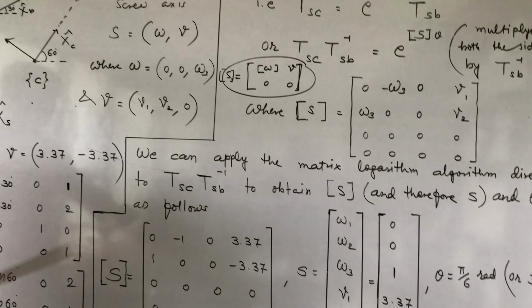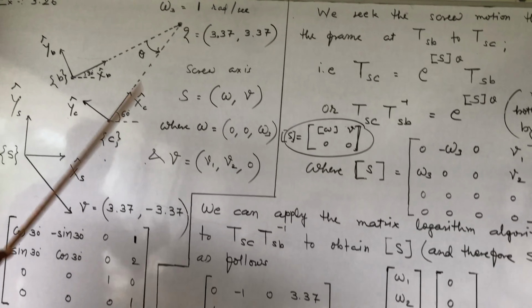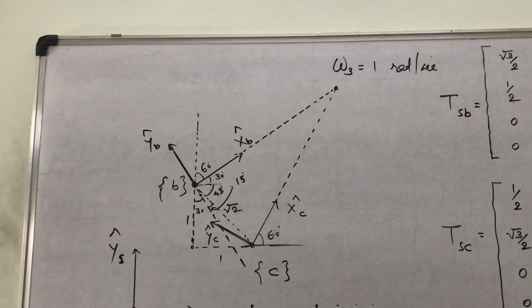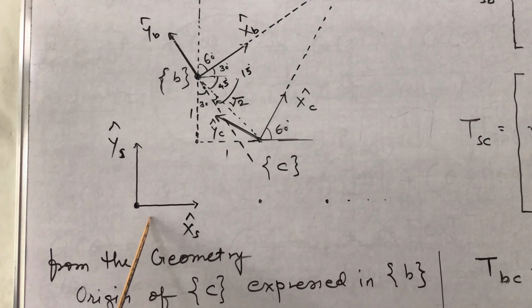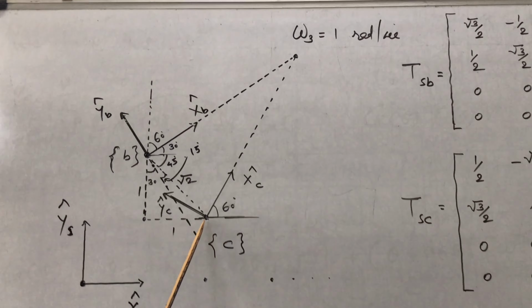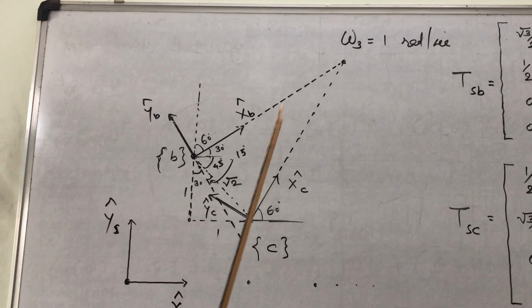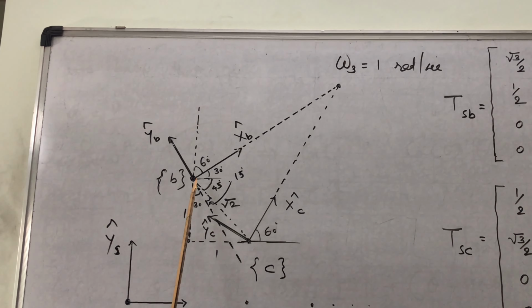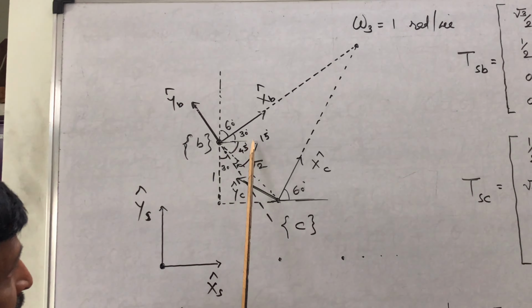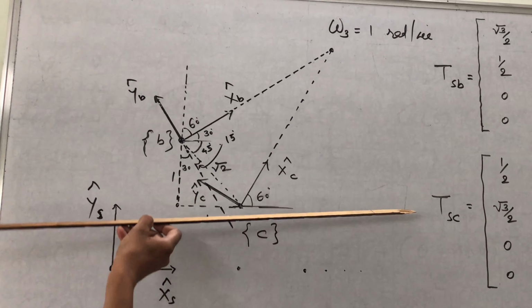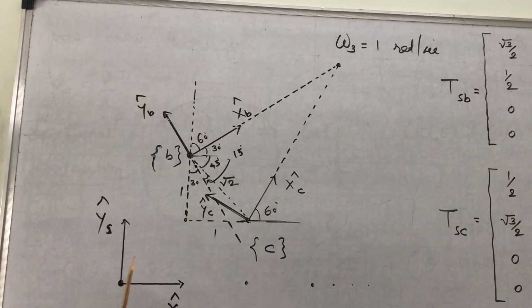Now we will cross check how it works. This is the same example. Cross checking, reverse. Now cross check the same example. This is the stationary frame. This is the body frame XB, YB. This is the final position of the body frame XC, YC. 1 radian per second. It is rotated about this point. So from the geometry, see this one is at an angle of 30 degrees, and further this one is at an angle of 60 degrees with the original frame.